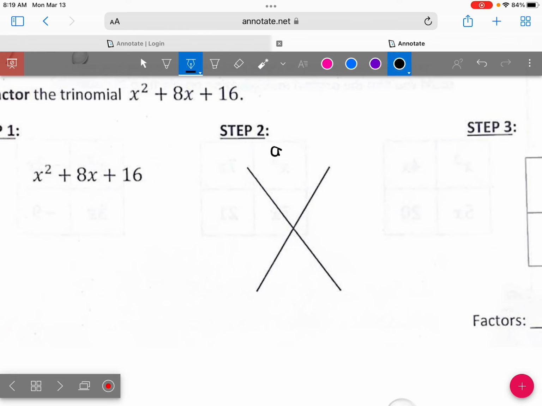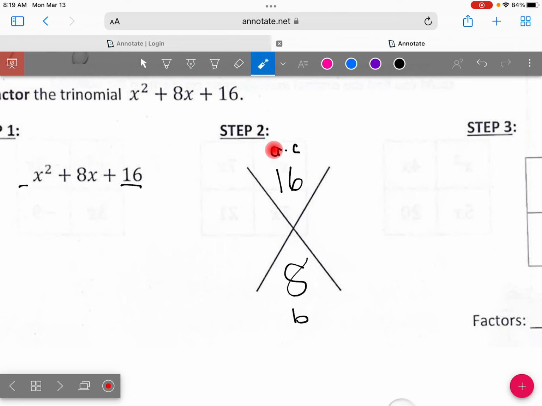We're going to put our A times C at the top and our B at the bottom. A times C. What's my A value? 1. What's my C value? 16. A times C, so 1 times 16 is 16. What's my B? What's going to go at the bottom here? 8.